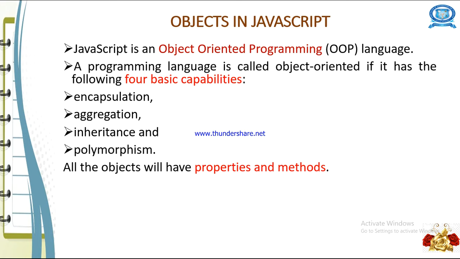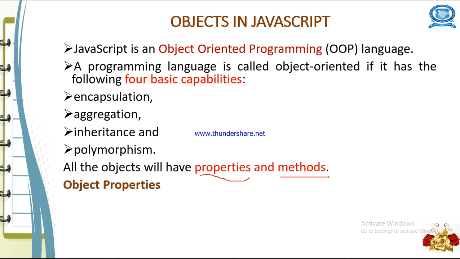So all these objects will have properties and methods. That is very, very important. This is a basic concept: each object has properties and methods. In this topic, we have to mention properties and methods everywhere. So each object will have properties and methods.